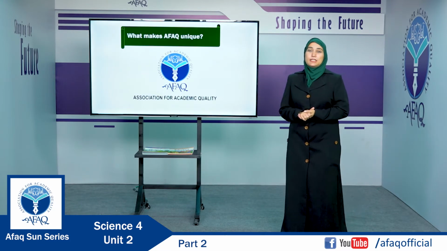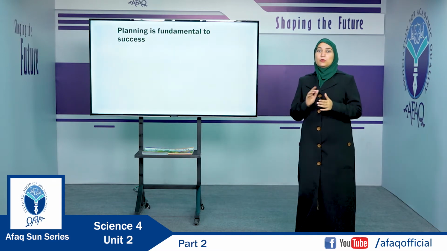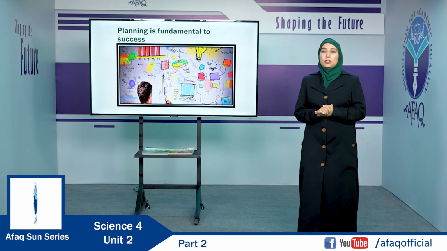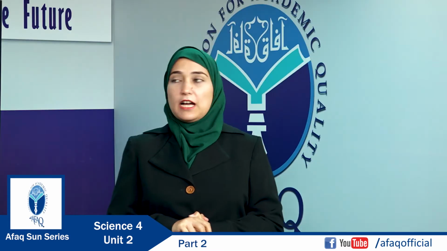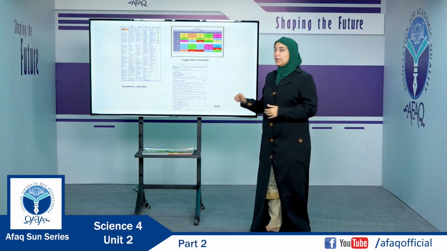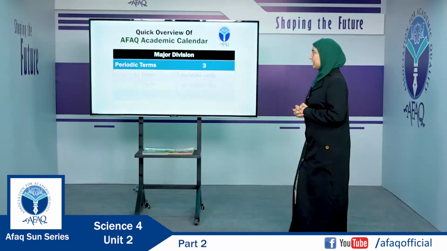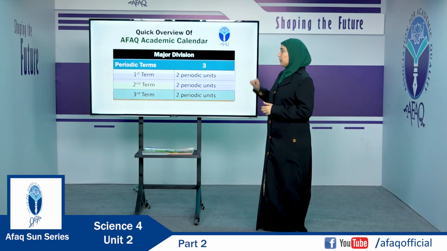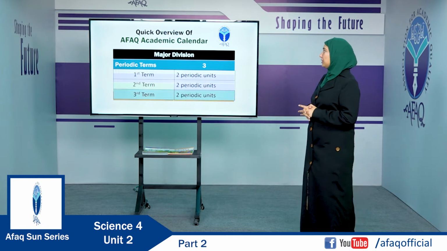But before starting this lesson, I would like to share why AFAQ is unique and different. As you know, planning is very much important for doing any task. That's why AFAQ has planned the whole academic year to cover the whole content of the book. AFAQ provides support material in form of academic calendars, suggested timetable and DLPs to cover the whole content of the book in a year. AFAQ academic calendar is divided into 3 terms and each term is further divided into 2 periodic units. So there are total 6 periodic units in one academic year.